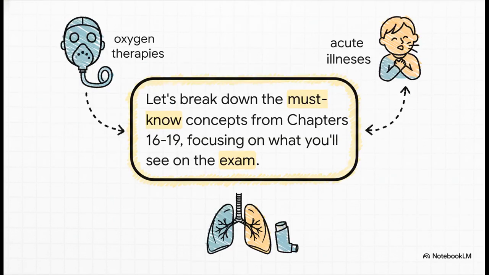Okay, so here's the game plan. We're going to systematically break down oxygen therapies, then jump into acute illnesses like croup and bronchiolitis, and finish strong with chronic conditions like asthma and cystic fibrosis. Think of it like your ultimate pre-exam cram session.